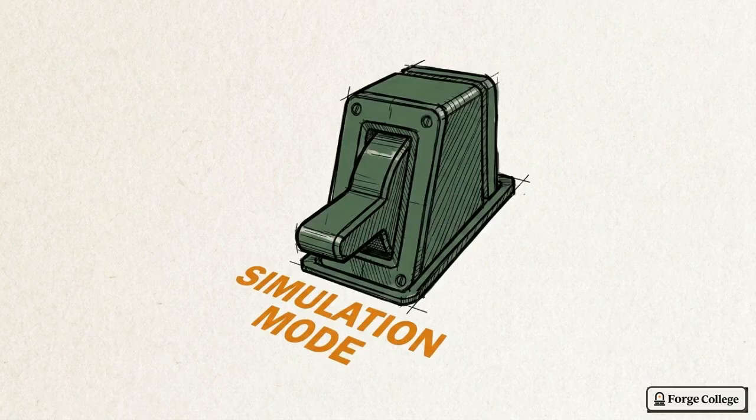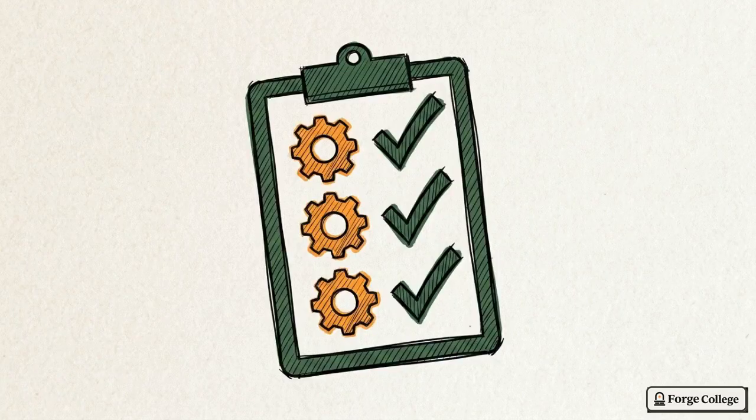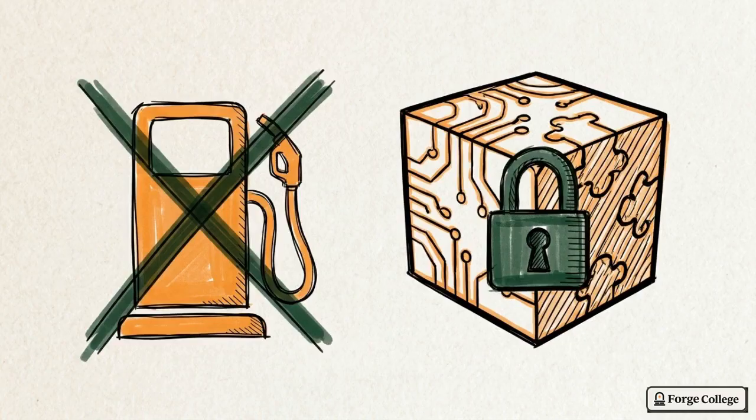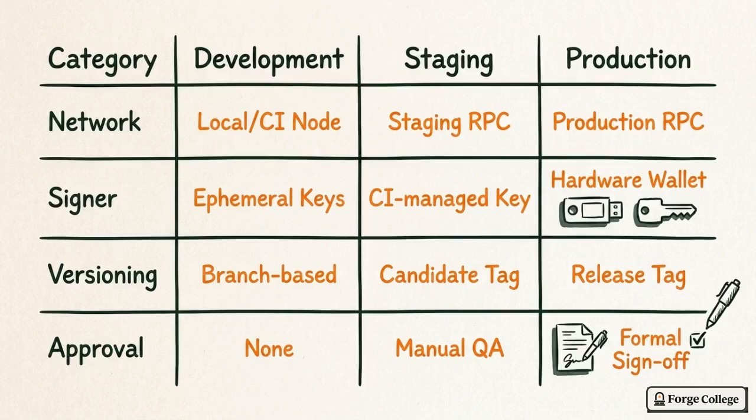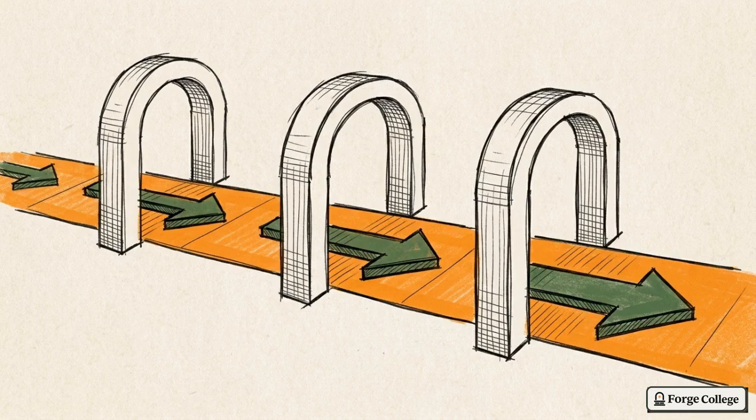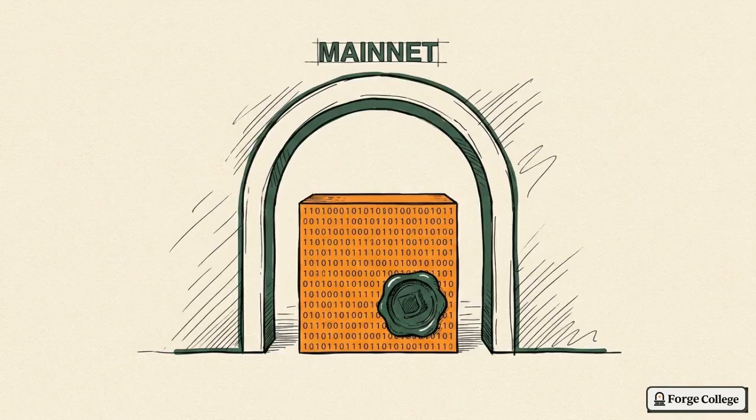Inside staging, we use a dry run flag. This allows the script to rehearse every step and check for errors without spending gas or sending actual on-chain transactions. This comparison table shows how these environments stack up. Notice how the network types and signer methods shift from quick and temporary in development to highly restricted in production, requiring immutable release tags, secure hardware wallets, and explicit manual sign-offs. Establishing these distinct gates guarantees one critical thing. The exact compiled binary that passed the staging dry run is the identical piece of code that lands on mainnet.